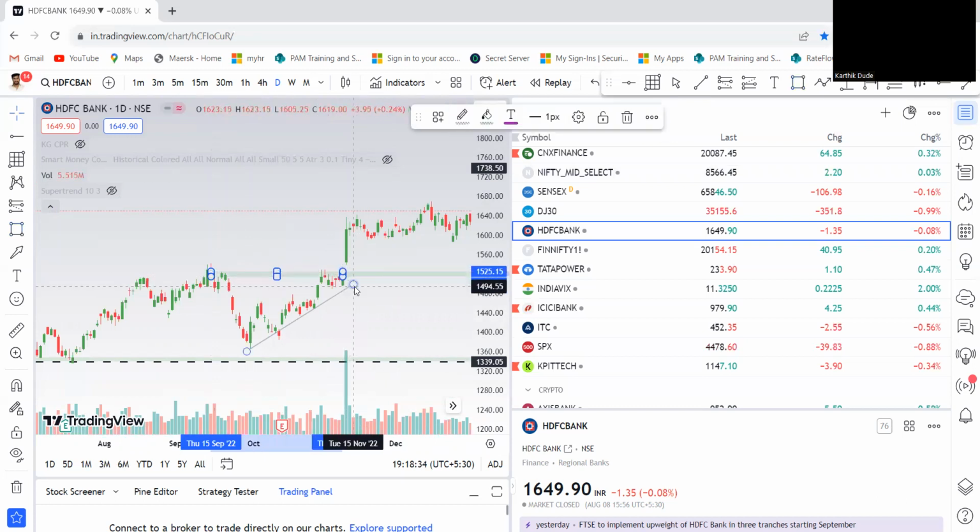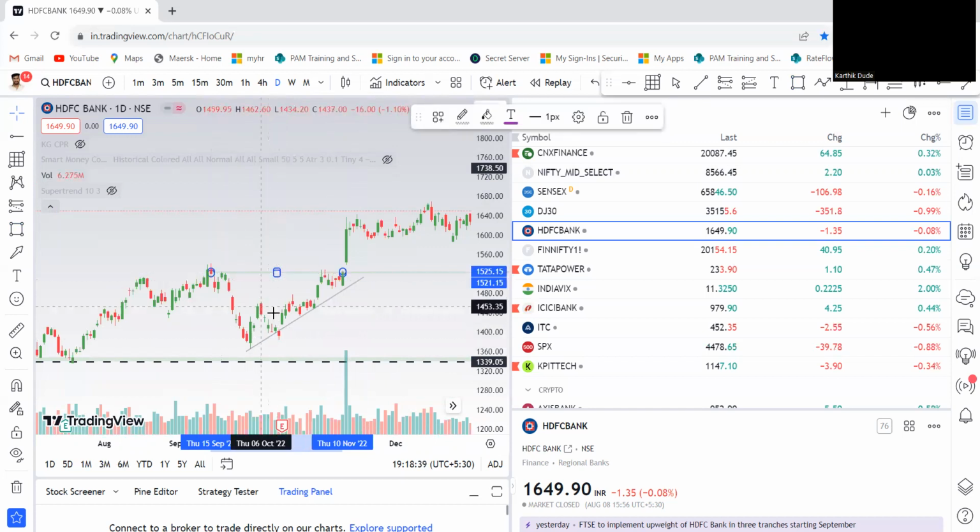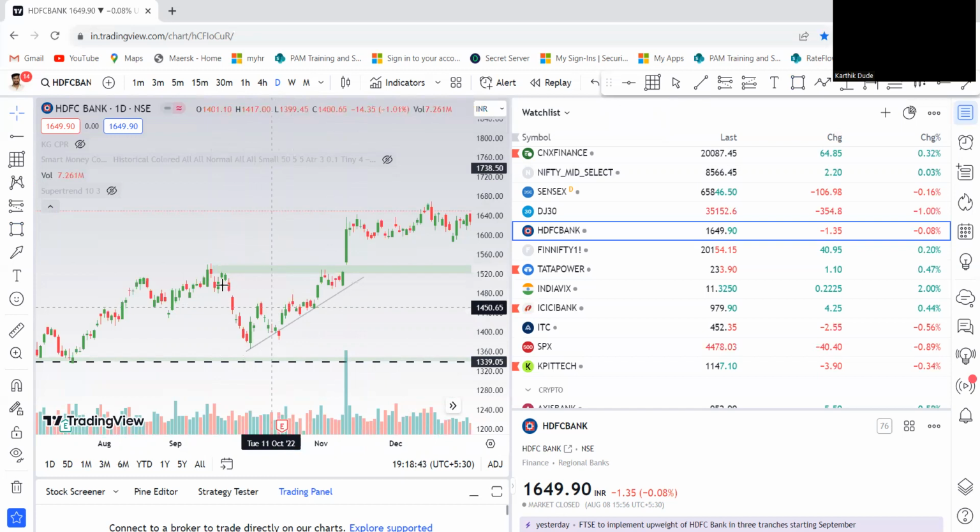See, this is a triangle pattern which I can look for. See, price keeps bouncing here. Once it reached here, it's a resistance area. So we can say it's an ascending triangle. Price moves in ascending order.